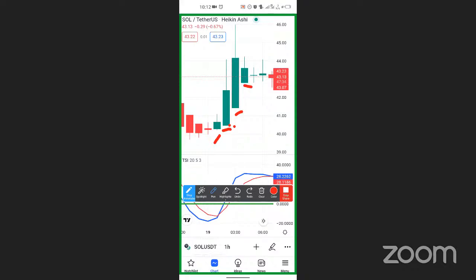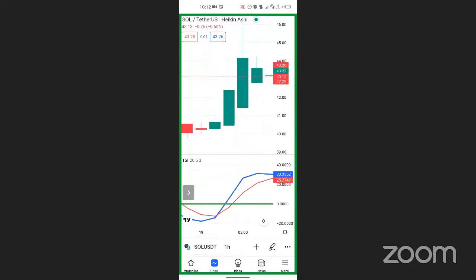Having described those candles, I want to describe a second type of candles, ladies and gentlemen, in the Heikin Ashi candles. Ladies and gentlemen, those are using TradingView.